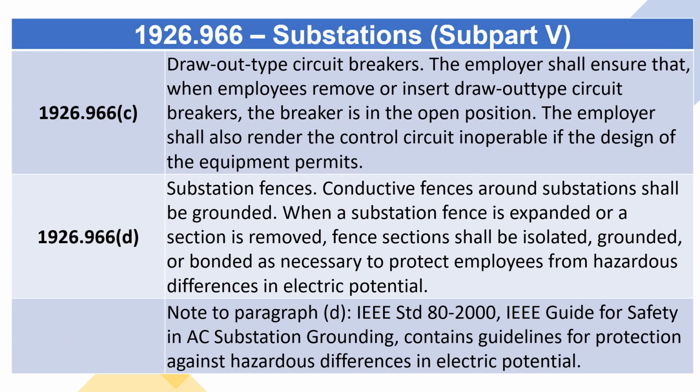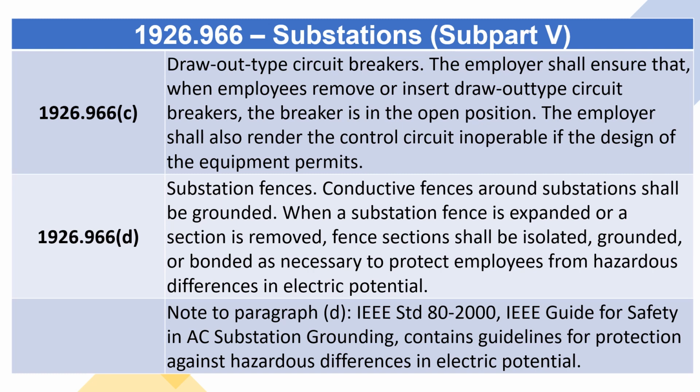1926.966(c) Draw-out type circuit breakers. The employer shall ensure that, when employees remove or insert draw-out type circuit breakers, the breaker is in the open position. The employer shall also render the control circuit inoperable if the design of the equipment permits.